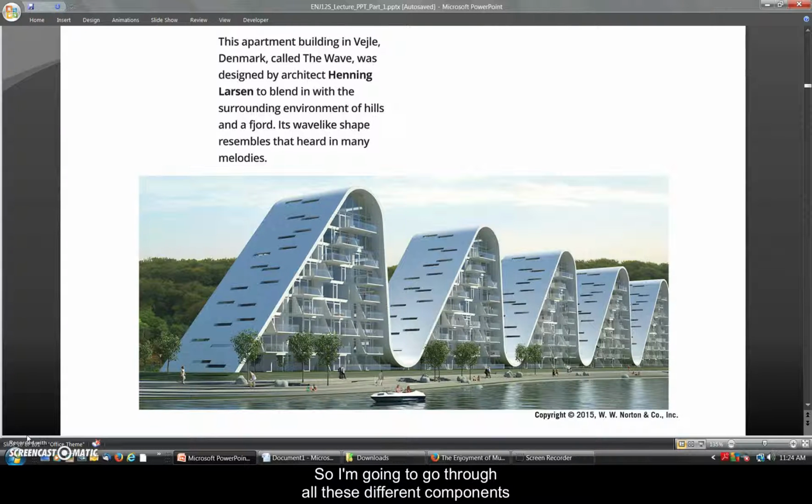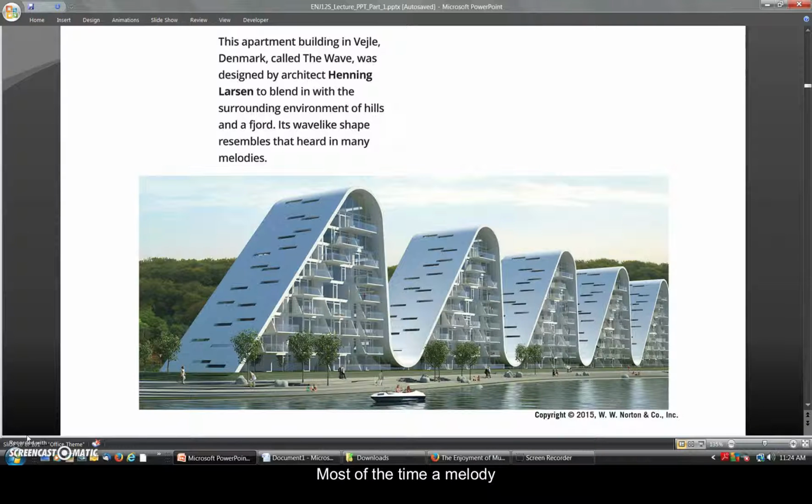So I'm going to go through all these different components, so let's get right down to it and talk about our first component in Chapter 1, which is the structure of melody. I chose this first slide here because I was really fascinated by the architecture of this apartment building. It really lends itself to the idea of a musical melody.